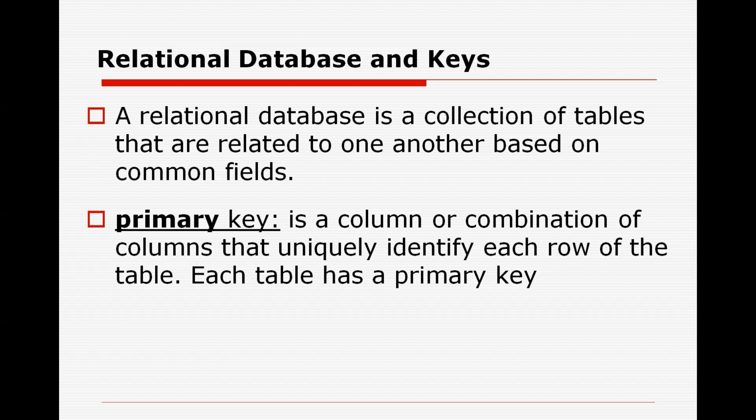Each row of the table. Now you know what a row is. Then what is the primary key? It is a column, whatever field in that table. You know that a field is a column or combination of columns. That means you may declare a primary key with several columns, a column or combination of columns.